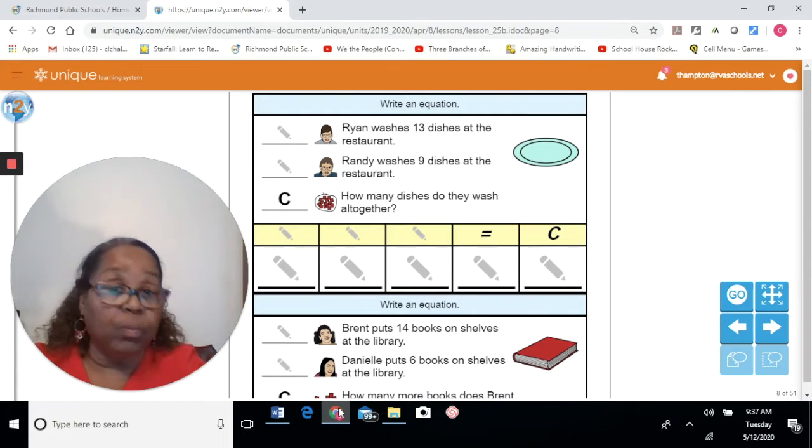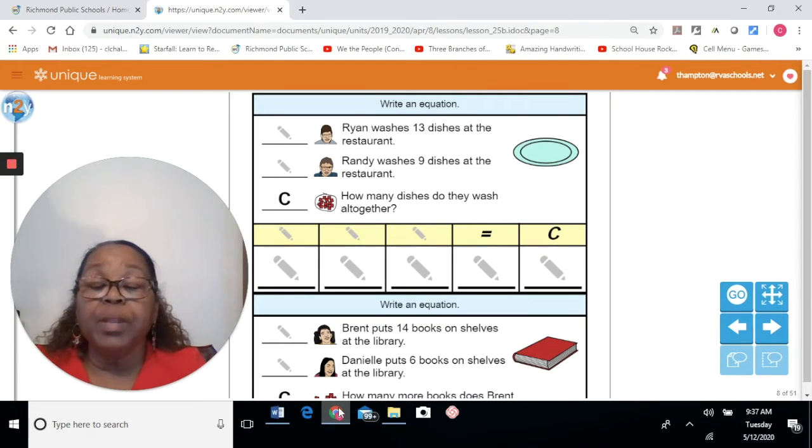So let's read what we have. Ryan washes 13 dishes at the restaurant. Randy washes 9 dishes at the restaurant. How many dishes do they wash altogether? Really easy math problem, right?